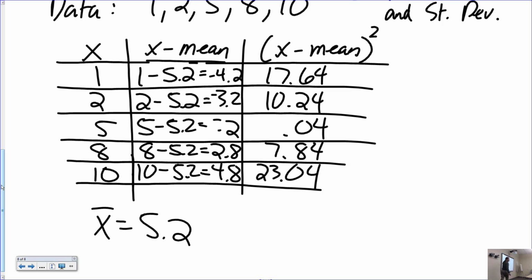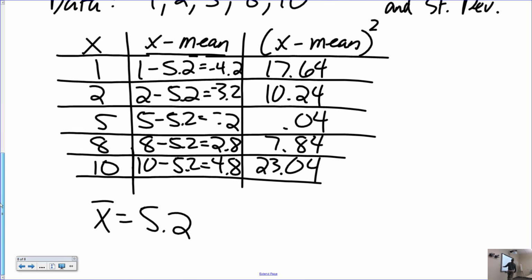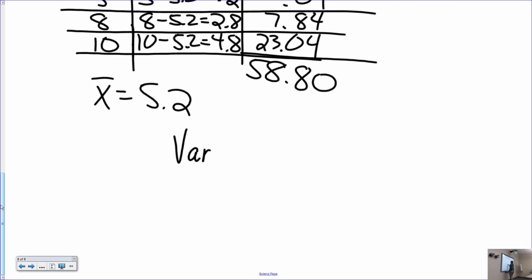Alright, now, what am I going to do with these? Add them up. So add all those numbers up. Zero, carry the 2. 8, carry the 1. 8, carry the 1. 58.8. Alright, so we're almost there, folks. That's the numerator of our variance.